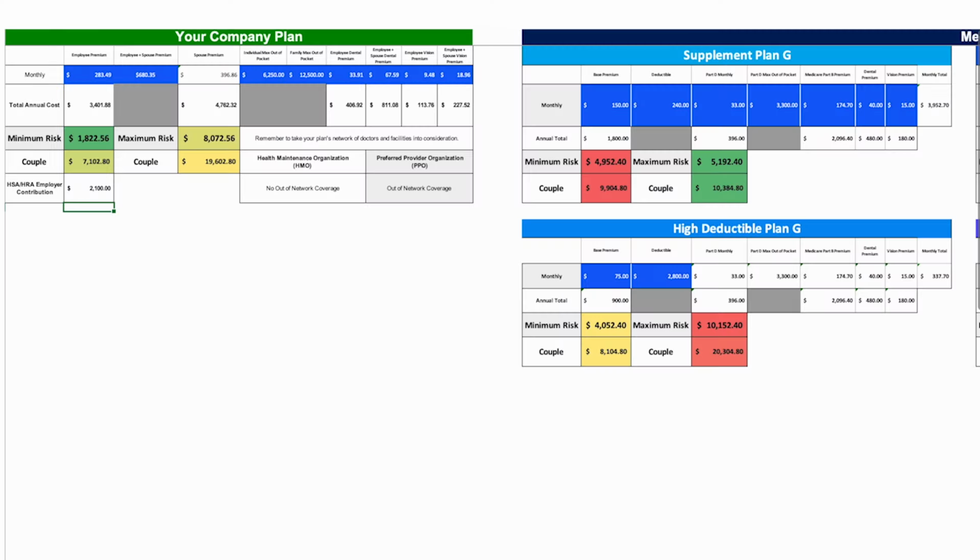Okay, we also noticed that if you have a catastrophic year, the Supplement Plan G is the lowest cost option for both the individual and the couple using these numbers. So you could jump on Medicare and a Plan G, continue working, and save quite a bit of money if you know you're going to have a rough year.